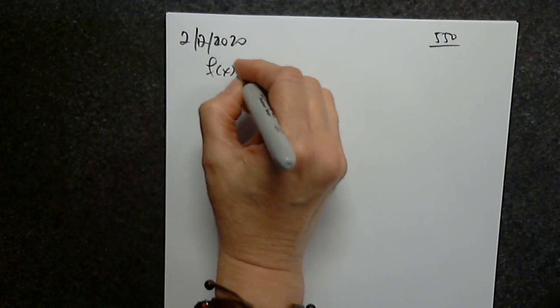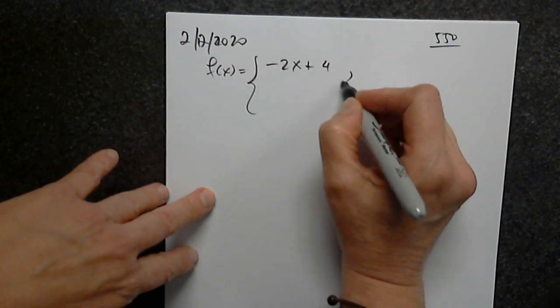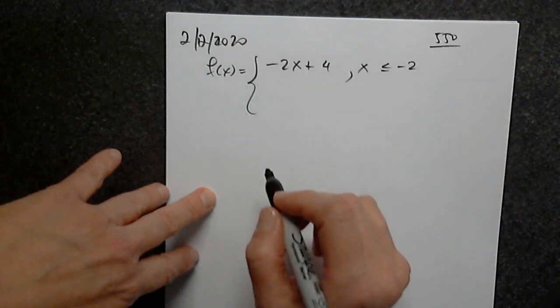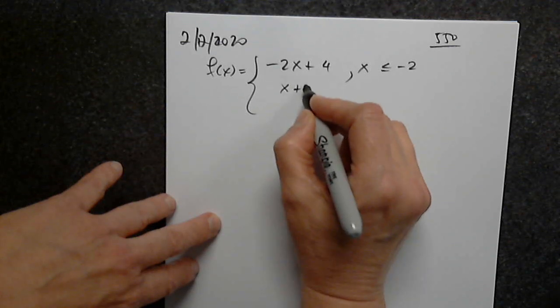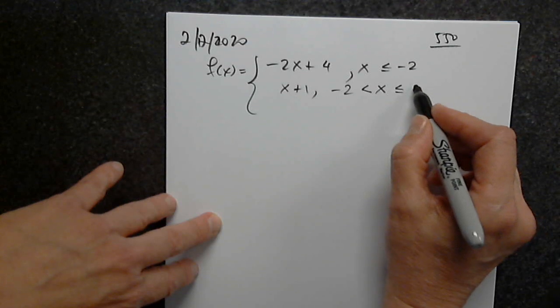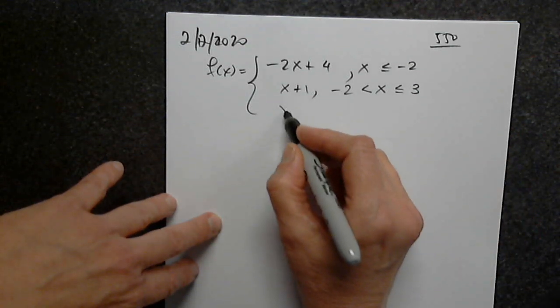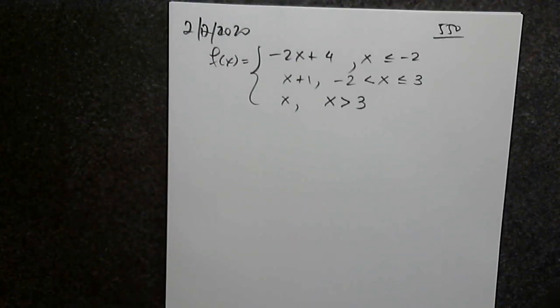So we're looking at f of x equals, I'm going to make one up. Negative 2x plus 4 for x less than or equal to negative 2. X plus 1 for negative 2 to 3. And just x for x greater than 3. And you can say, yes, this one has 3 pieces. Yes, it does. The previous one we looked at had only 2 pieces, but that's okay.